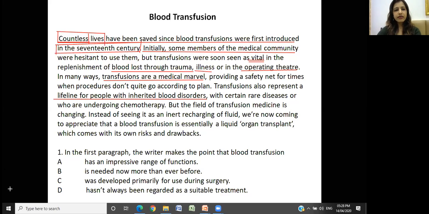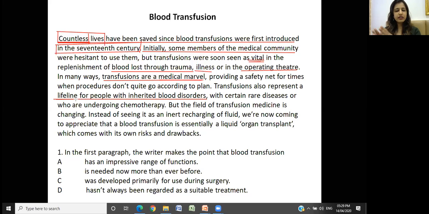So similarly, when you are looking at the adjectives and adverbs the writer has used, look at the intensity of the writer's feeling. So instead of countless, he could have said many lives. Instead of vital, he could have said essential or necessary. Instead of saying medical marvel, he could have simply said it is useful. Lifeline, he could have said helpful. But look at the adjectives that he has chosen. All of them are extreme, right? That shows me that he feels too good about blood transfusion, right?